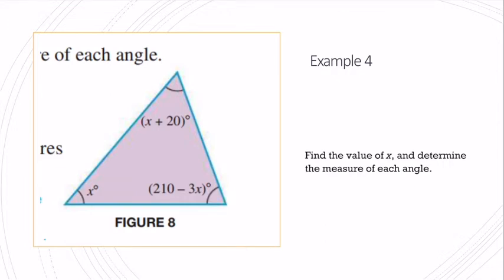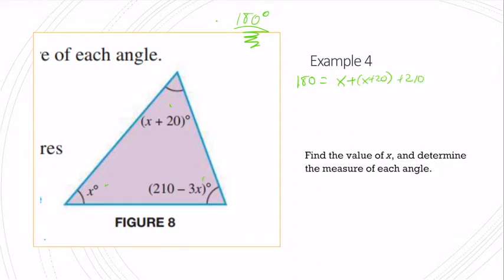Our last word problem before we take a nice long break until chapter 2 or 3, I'm going to go with 3, is about this beautiful triangle right here. What I want to do is find the value of X and determine the measure of each angle. It's important to note that the angles of a triangle should all add up to 180 degrees. I'm going to have to add all these up and set it equal to 180 in order to find what X is.